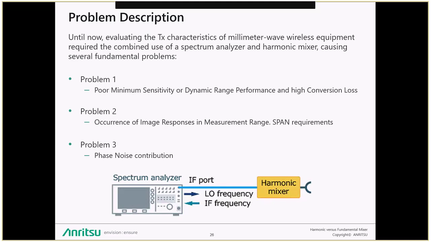First one, we should talk about the poor minimum sensitivity, low dynamic range, and high conversion loss that will affect mainly emission mask measurements. The second problem is the appearance of image responses in the measurement range. This is much related to the span requirements of the measurement. And then we can also talk of the phase noise contribution of our harmonic mixer.